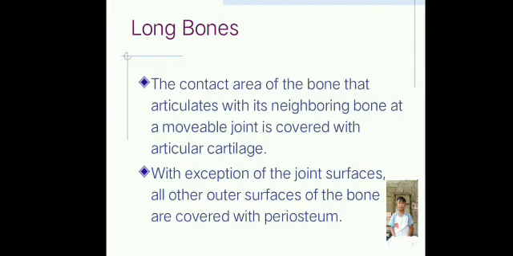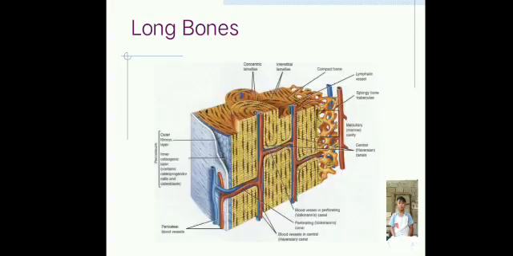The contact area of the bone that articulates with its neighboring bone, the movable joint, is covered with articular cartilage. With exception of the joint surfaces, all other outer surfaces of the bone are covered with periosteum. Long bones.